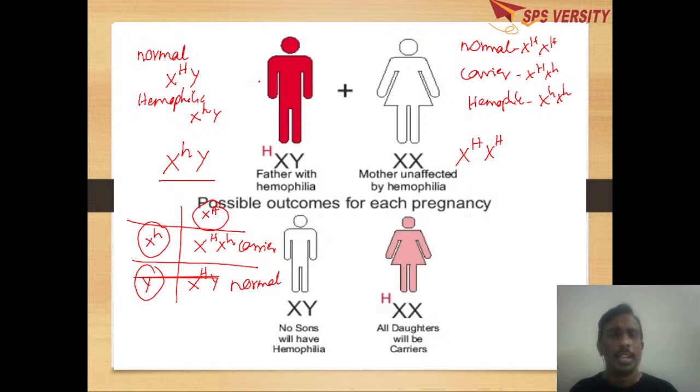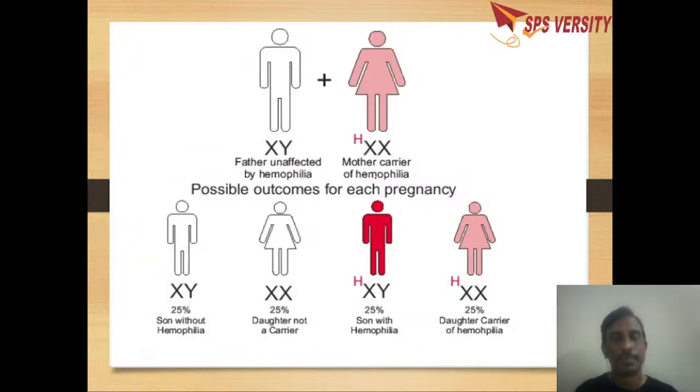And as these genes are present on the X chromosome, as they are not present on Y chromosome, even in males, if one X small h is present, they will get the disorder. But in females, it is not the case. Both should be with recessive alleles, then only they will get it. So this is about the hemophilia disorder, which is a sex-linked recessive disorder.